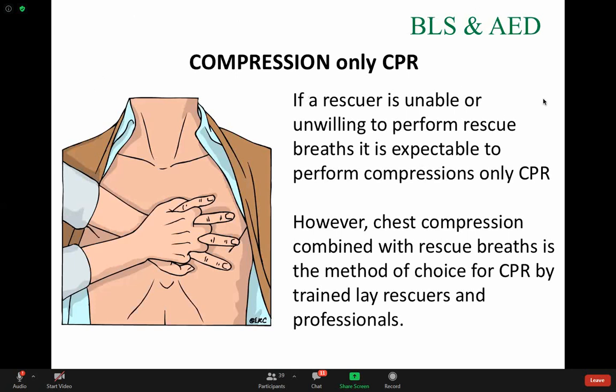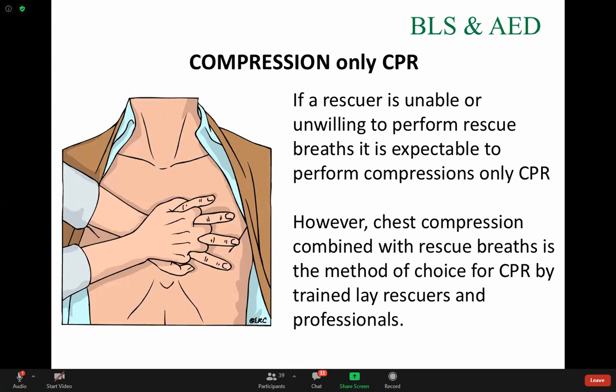Compression only CPR. Compression only CPR means that you're not giving any breaths, you're just going with the compressions. And this is what we are doing out of hospital during the current pandemic. So if the rescuer is unable or unwilling to perform rescue breaths, it is acceptable to perform compressions only CPR. However, chest compressions with rescue breaths is the method of choice for CPR by trained lay rescuers and professionals.